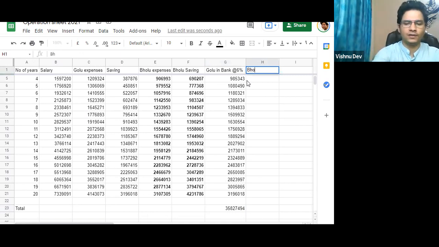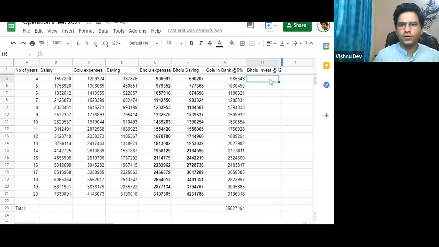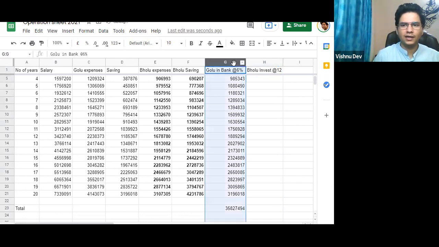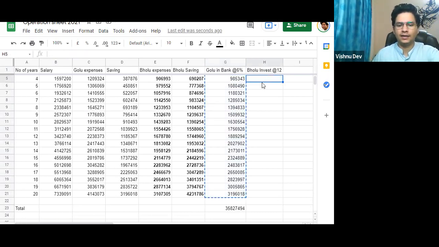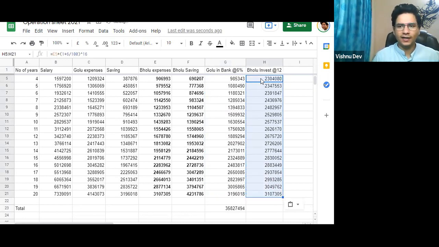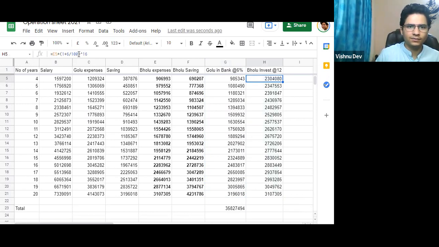But Bholu is smart. Let us think, Bholu is smart and he's investing. Bholu is getting 12% per year. Sorry, not 12%, Bholu is getting 10% per year. So tell me, if he's getting 10% per year, think about it. So this 6% will become 12.